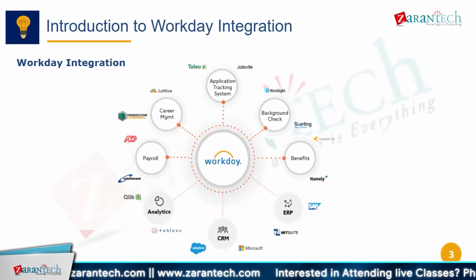And this particular diagram shows a very limited set of applications, but they are some of the key applications in the market that companies currently use. It shows the different kinds of domains or modules a Workday integration can send data to or receive data from. It can be an applicant tracking system like Taleo. It can be a background check provider like HireRight. It can be a benefit provider or benefit company, then an ERP, another ERP like SAP or NetSuite, or a CRM like Salesforce or Microsoft products.